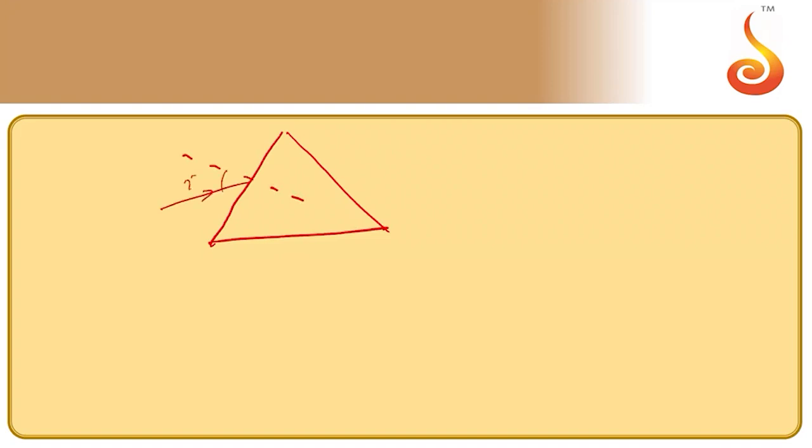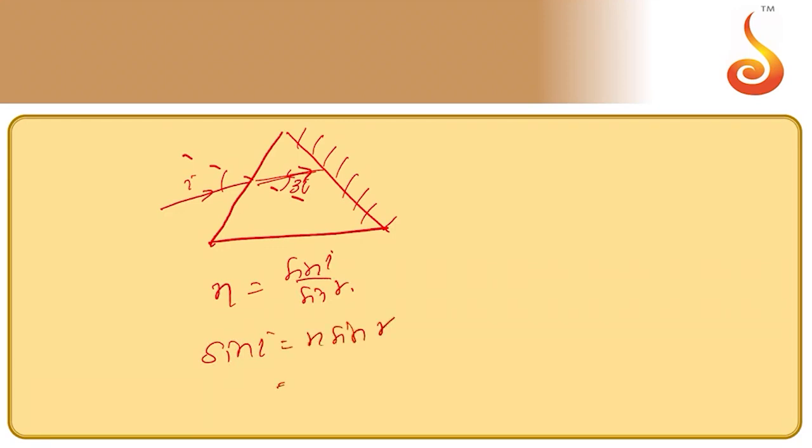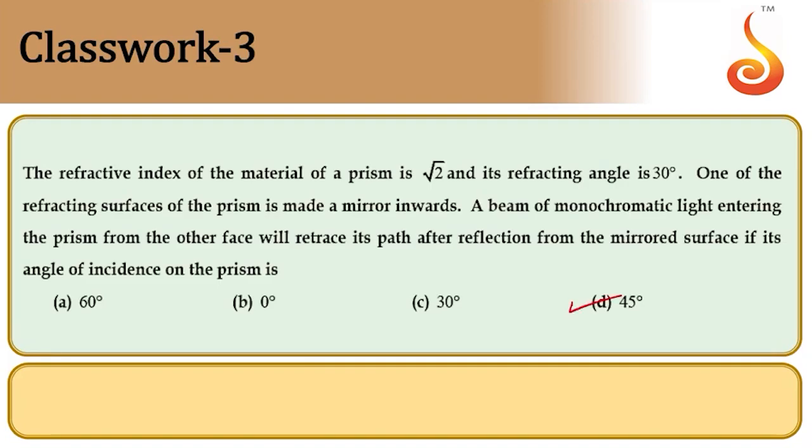This is I and this is 30 degree. So, now n is equal to sin I divided by sin r, or sin I is equal to n sin r. So, √2 sin 30, that is equal to 1 by √2. So, sin I is equal to 1 by √2 implies I is equal to 45 degree. Therefore, the angle of incidence on the prism is I is equal to 45 degree.